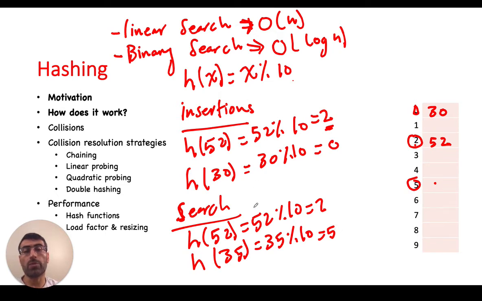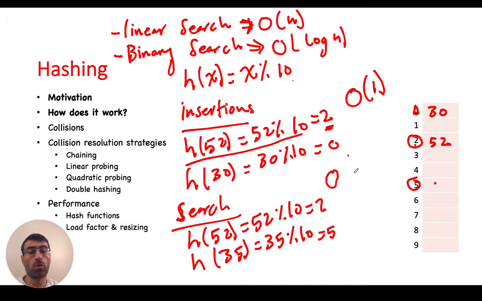Now let's see the complexity of these operations. For insertions, all we're doing is just some computation, and following this computation, we're just storing the data element. So that is an order of constant operation. Same thing for the search. All we're doing is a computation and then a comparison. So that's again an order of constant operation. So there you go, a very efficient search, order of constant in this case. However, there is a serious problem here, which is potential collisions.